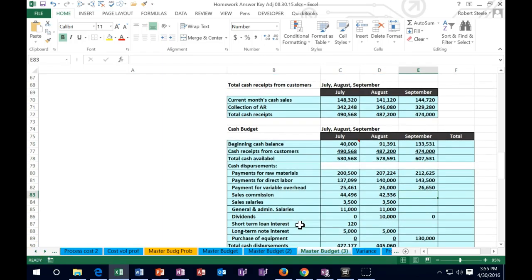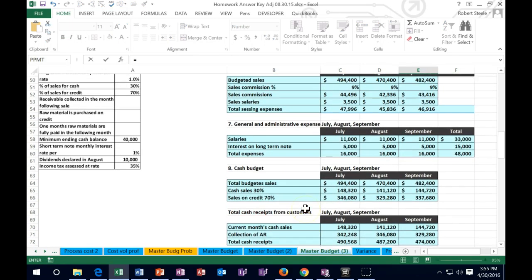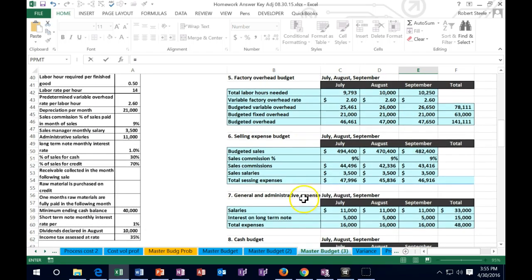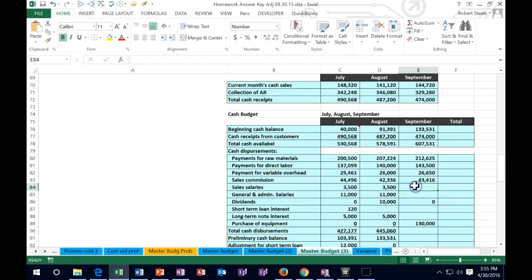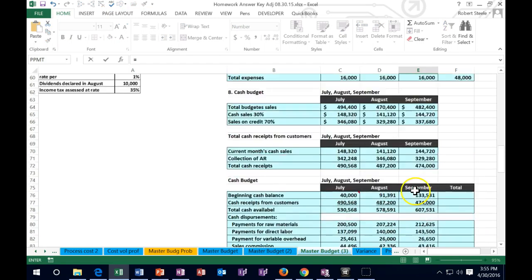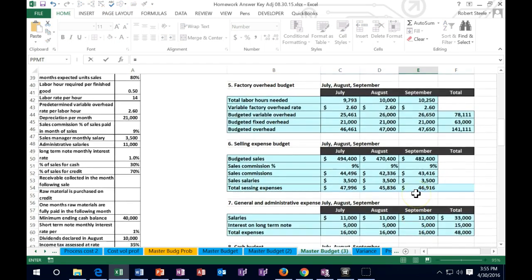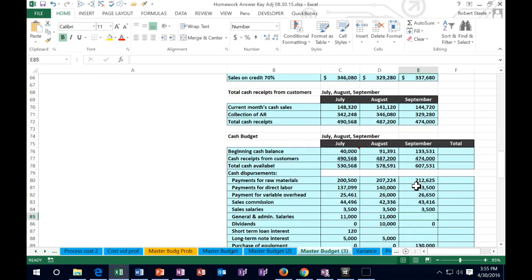Next we have the sales commission, which equals, and we'll scroll up to the sales area. So we got selling, and the sales commission would be the 43,416, and enter. Then we're looking for the sales salary, and that's going to equal, we're going to scroll up to the sales salary, and we're in the selling and selling expenses, and that's going to be the sales salary 35, and enter. And then we have the general and administrative.